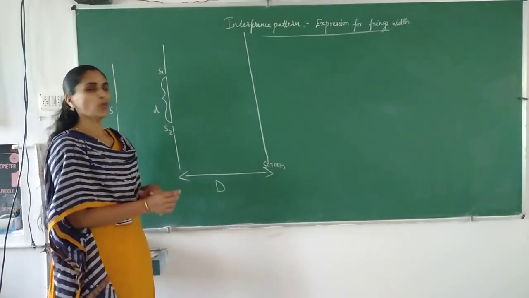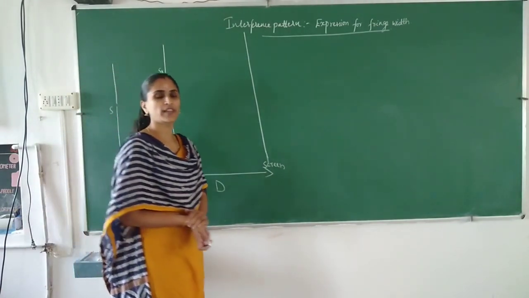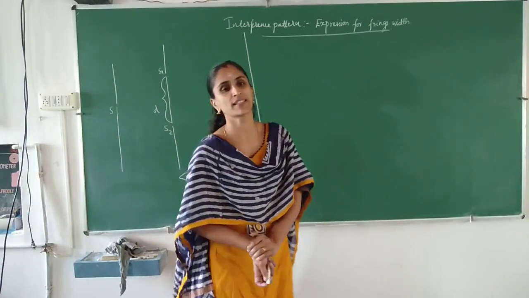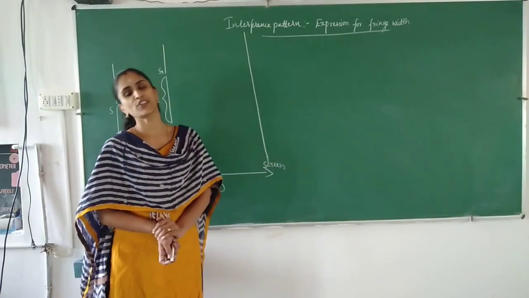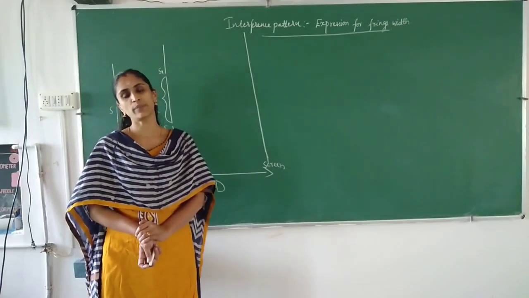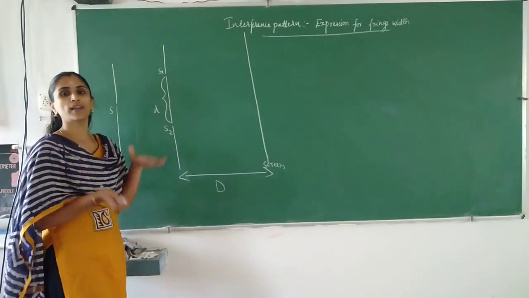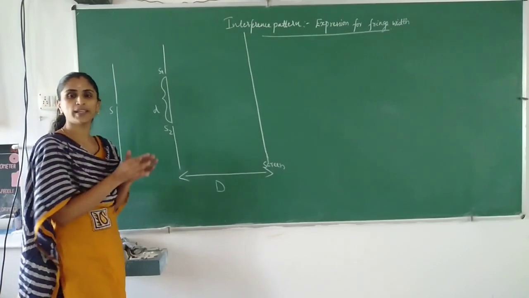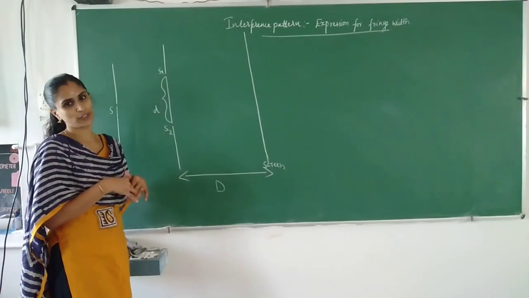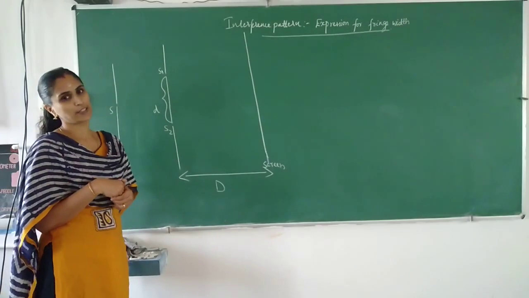Now we have to find the condition for constructive and destructive interference. Already we discussed the condition for constructive interference is path difference equal to n lambda, and the condition for destructive interference is path difference equal to (2n minus 1) lambda by 2. So we have to find the path difference and equate it for constructive or destructive interference. Accordingly, we can get the conditions for constructive and destructive interference in Young's experiment.